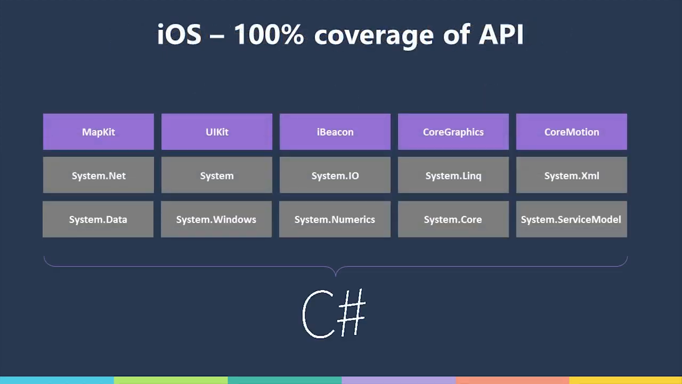Xamarin gives you 100% of the iOS and Android native APIs, the full spectrum of .NET. All namespaces, such as System.IO, used for operations on files, System.Linq, a powerful tool that supports queries on objects, and System.Xml, which lets you operate on XML files.